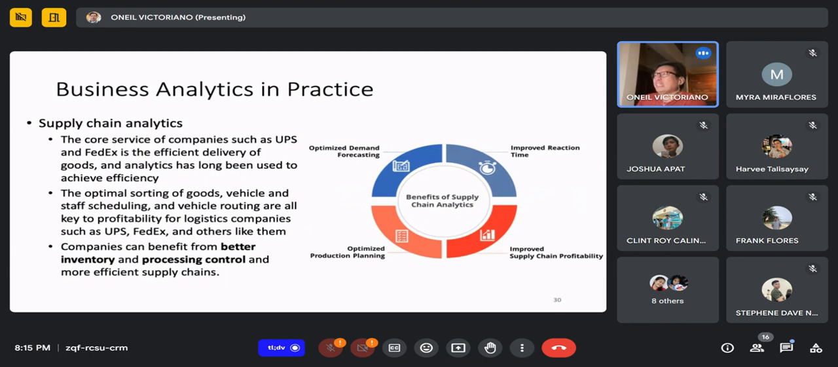Also in business, there's supply chain analytics. The core advantage is part of delivery, so sorting of goods. And of course, one of the main functions is better inventory and processing controls, so effective stock management. It optimizes demand forecasting, reduces reaction time, improves profitability of the supply chain, and optimizes product production planning.